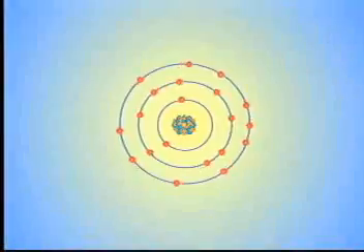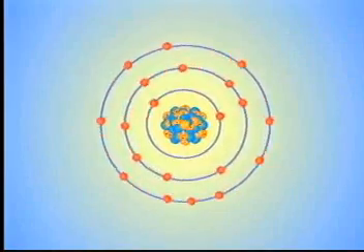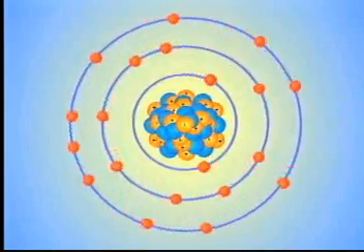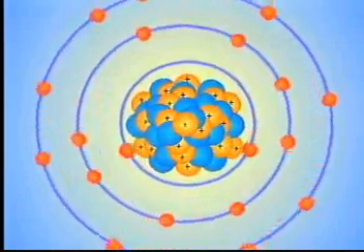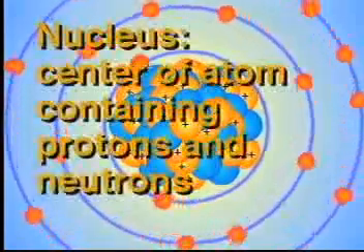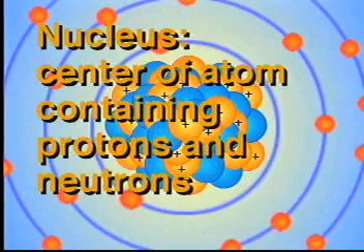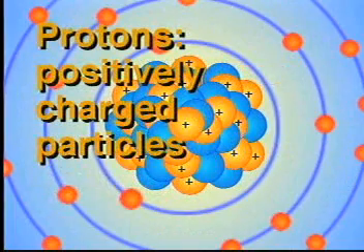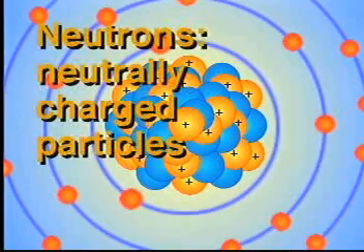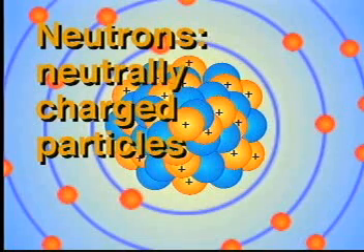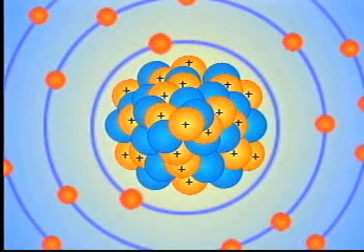This is a calcium atom. At the center of the atom is the nucleus. In the nucleus are two types of subatomic particles called protons and neutrons. The orange particles with the plus sign are protons. The blue particles with a neutral charge are the neutrons. The nucleus carries an overall positive charge.